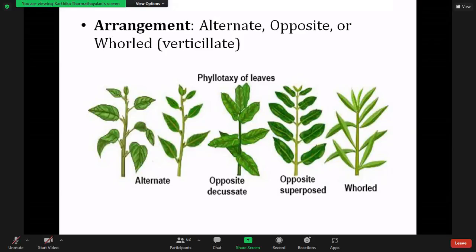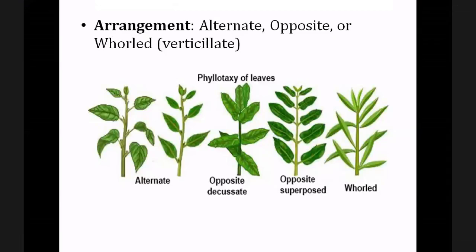The third one is the whorled leaf arrangement. In this arrangement, three or more equally spaced leaves are at one node. From the one node, three or more leaves emerge. They are equally spaced. That arrangement we call whorled. Okay, leaf arrangement.